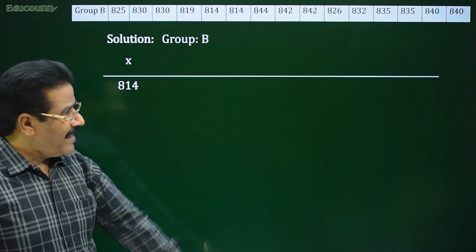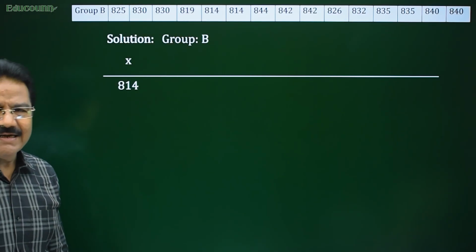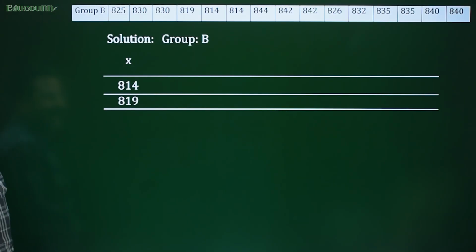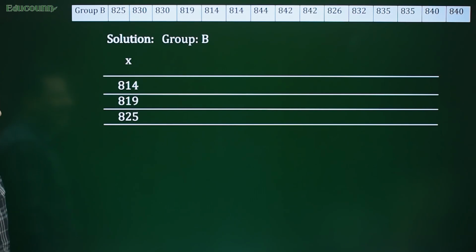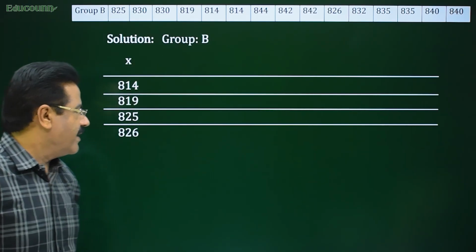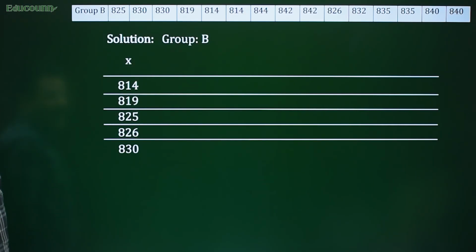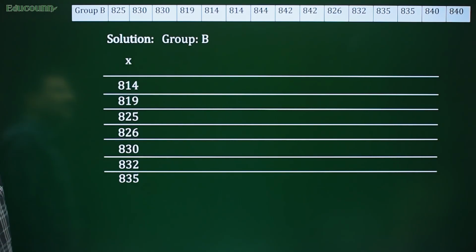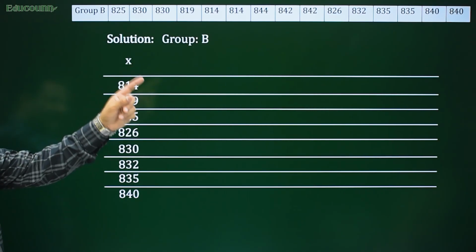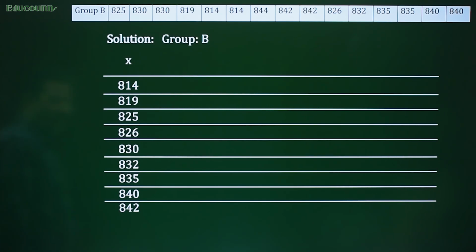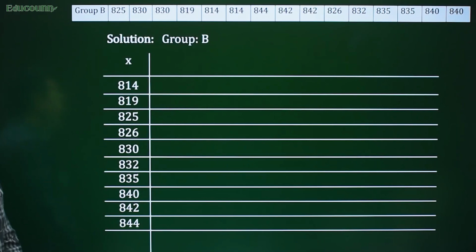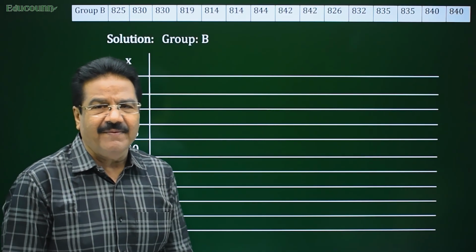So write down again everything in terms of ascending order, like group A. So 814, 819, write down all the readings one by one. You can observe readings over here. So write from least value 814 to highest value, which seems to be 844. So these are the values of X. Now we have to write down the number of repetitions, meaning frequency.